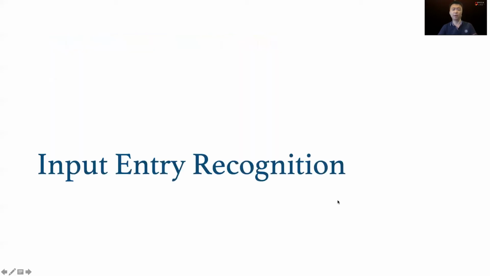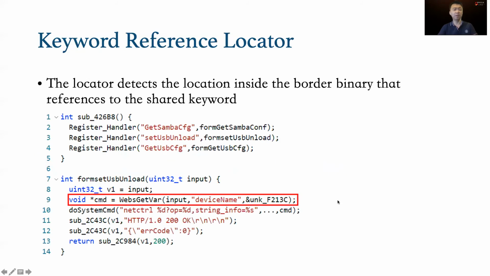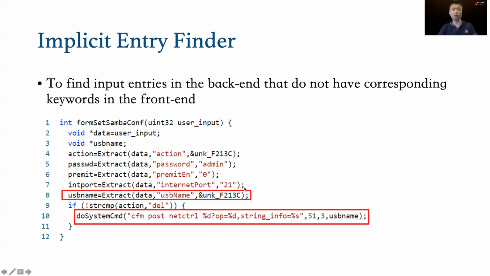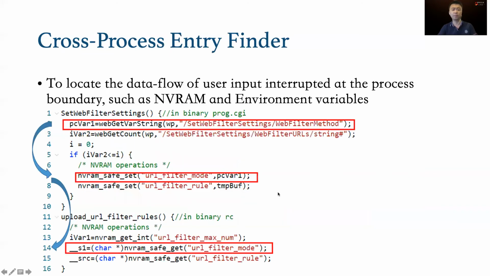The second module is input engine recognition. This module not only detects the location inside the border binary that references the shared keyword, but also finds the input engine in the backend that doesn't have corresponding keywords, by using a heuristic method leveraging the context in this location. Additionally, we can find the co-process engine by locating the data flow of user input interrupted at the process boundary, such as environment variables, as shown in this figure.